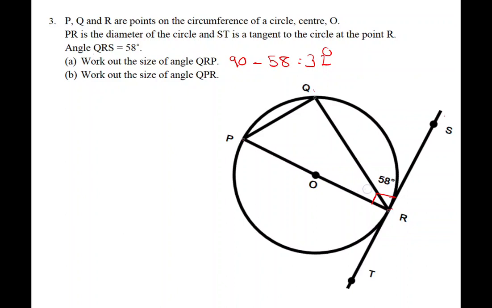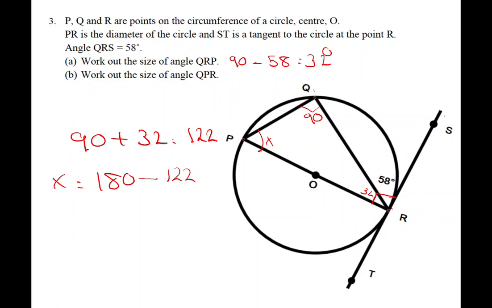If this is 32 and this angle in a semicircle is equal to 90, then we've got 90 plus 32, that's equal to 122. And we want to find this angle, which is x. Then x is equal to 180, because the sum of the angles in a triangle is equal to 180, minus 122, which is equal to 58 degrees. That means angle QPR is equal to 58 degrees.